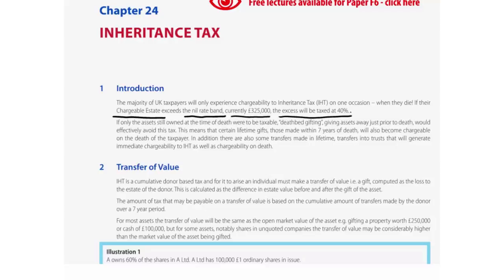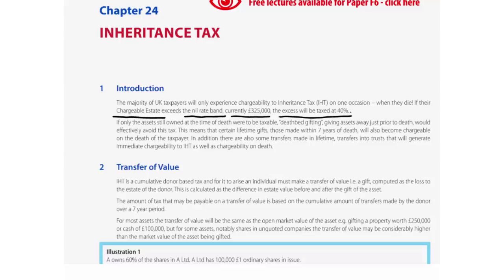Now then, we've mentioned there that for most taxpayers, their only contact is when they die. Let's calculate the chargeable estate. If it's less than £325,000, no inheritance tax is payable in relation to their estate. Anything over 325 will be taxed at 40%.